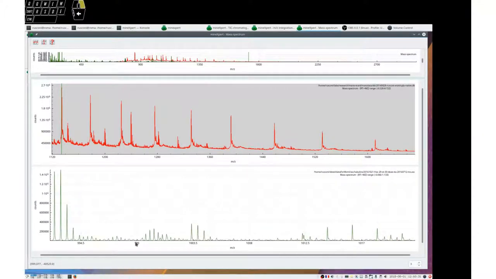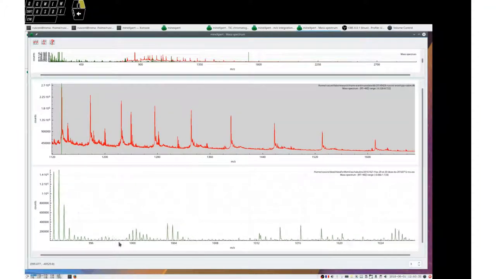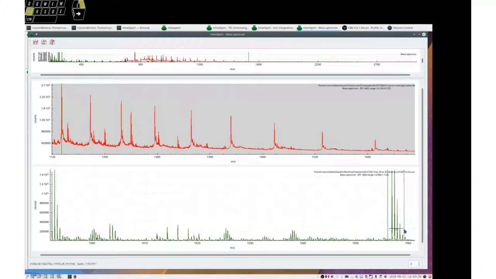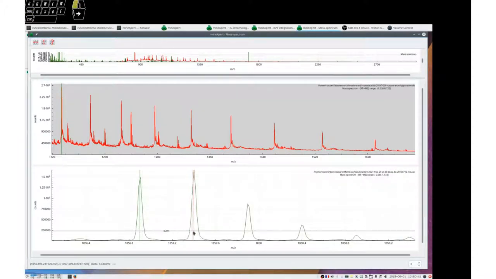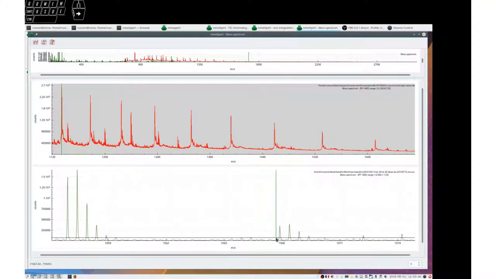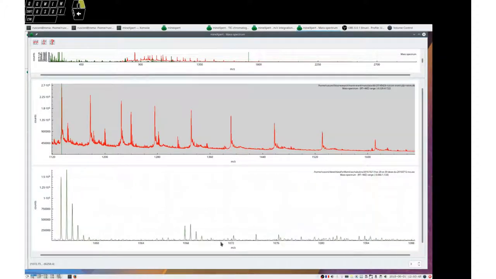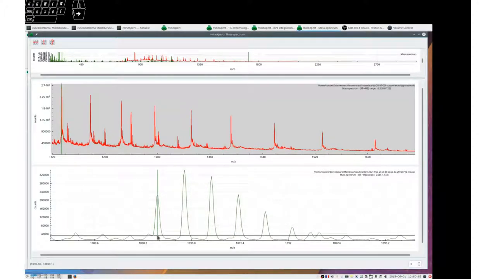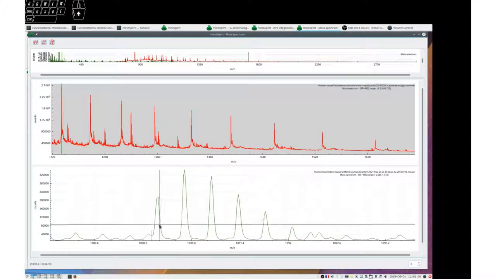Let's find more charged species. This must be doubly charged also. This is also doubly charged. Maybe these are triply charged. Let's check that. Indeed, so we see that Z is 3. And it computes the molecular mass of the peptide.